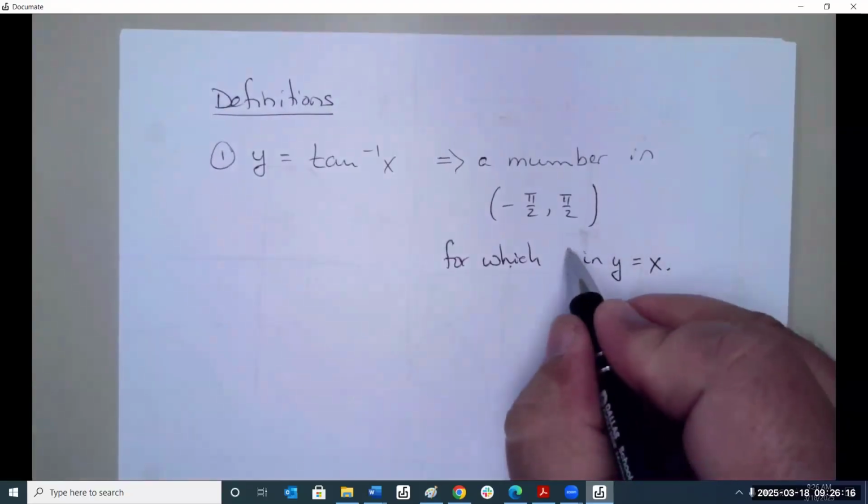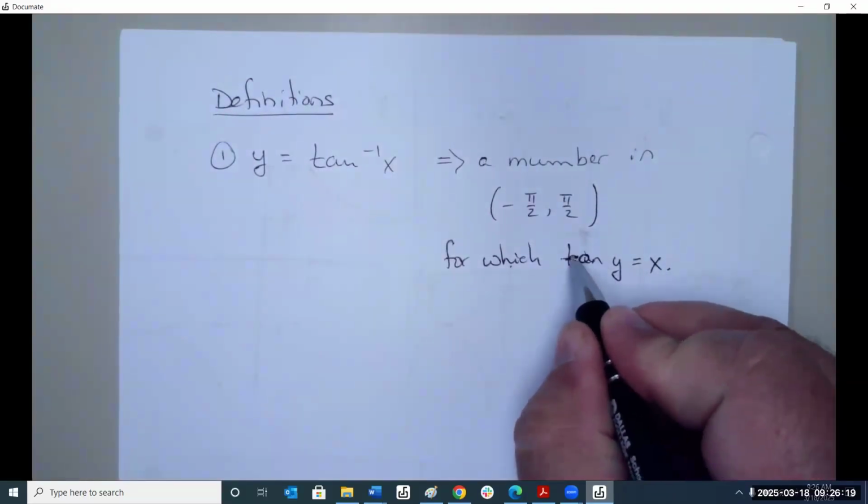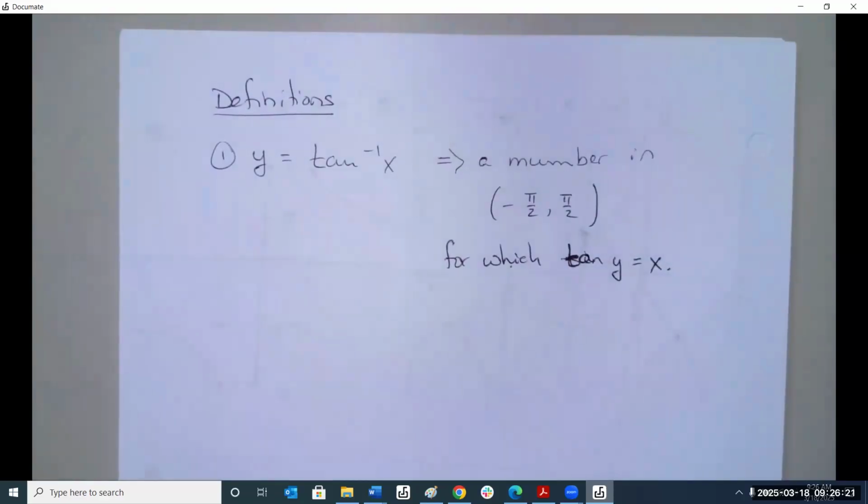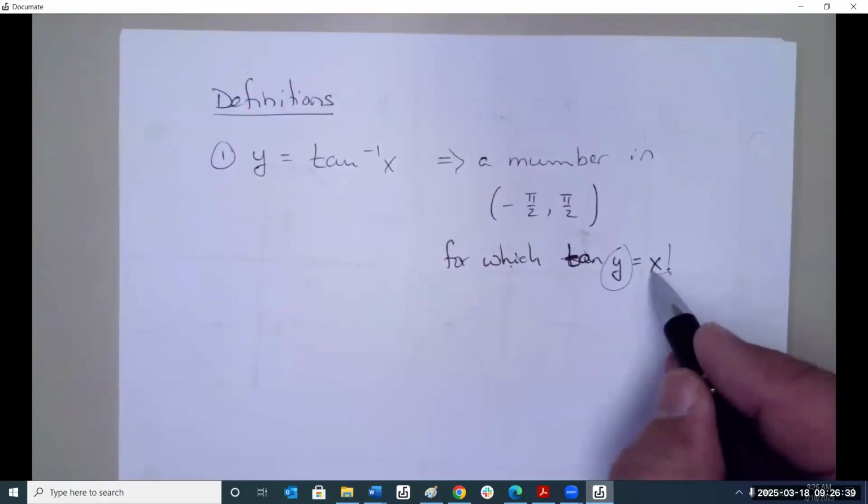No, that's not a tangent. We're doing this with sine. The inverse tangent, or the arc tangent, is a number in the domain of negative pi over 2 to pi over 2 for which the tangent of y equals x. Remember, now we're talking about radians, which gives you an angle.